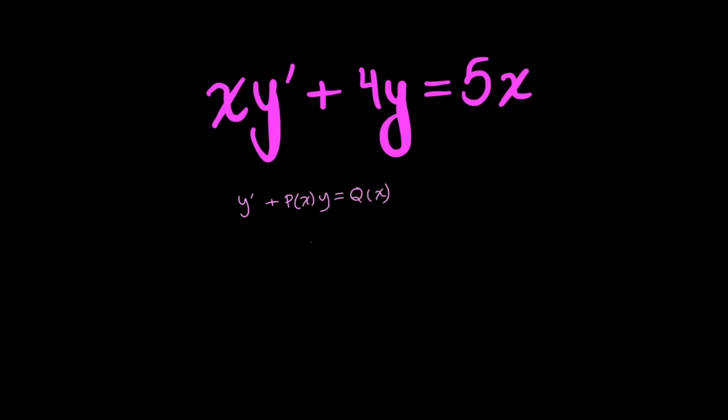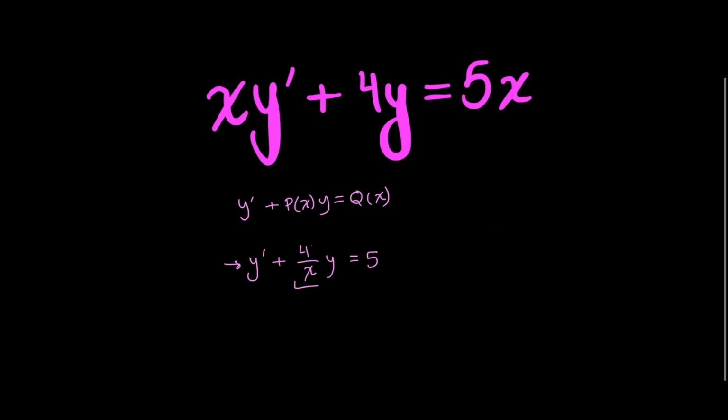Now I almost have that in my differential equation. However, I can see that my y prime is multiplied by x. So let's just get rid of that by dividing both sides by x. When I do that, I get y prime plus 4 over x times y, because I divided by x, and dividing my right-hand side by x, I'm left with just 5. Now that I have this in the general form, I have identified my p of x, which is 4 over x, and my q of x, which is 5.